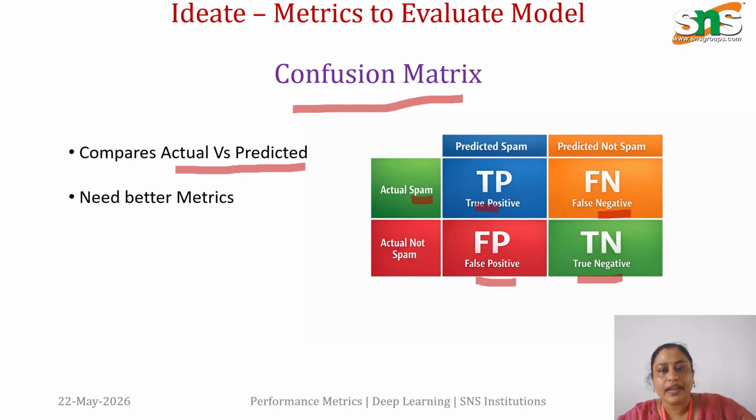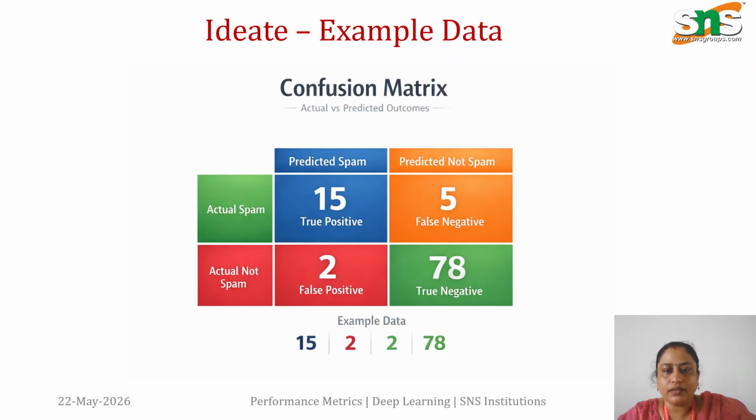The confusion matrix by itself is not a sufficient measure of model quality, so we need better metrics to evaluate whether an email is spam or not. Here let's see an example. Here 15 are true positives. That means the cases where the model predicted spam and the actual email is spam number 15. The other cases are calculated in the same way. This is how we define a confusion matrix.